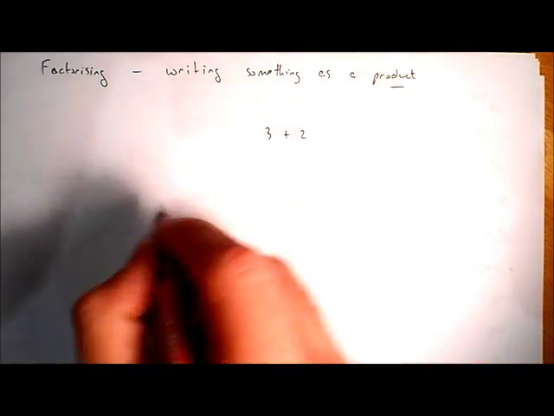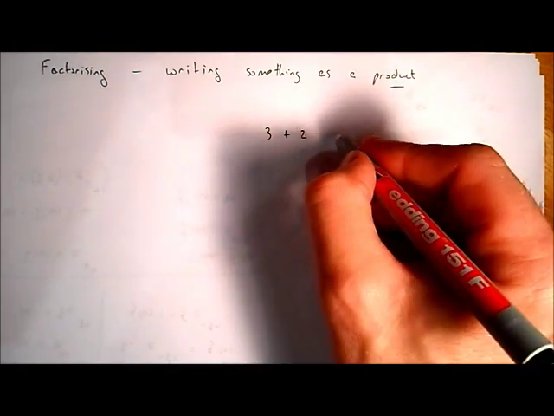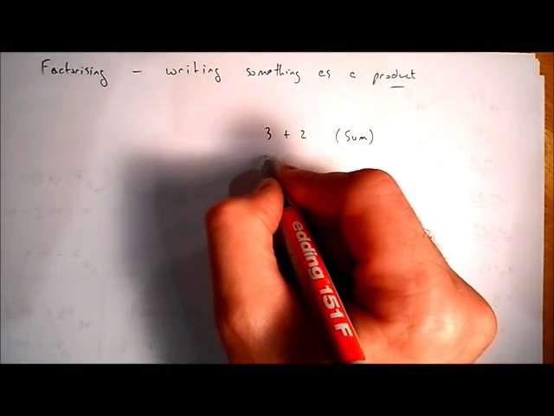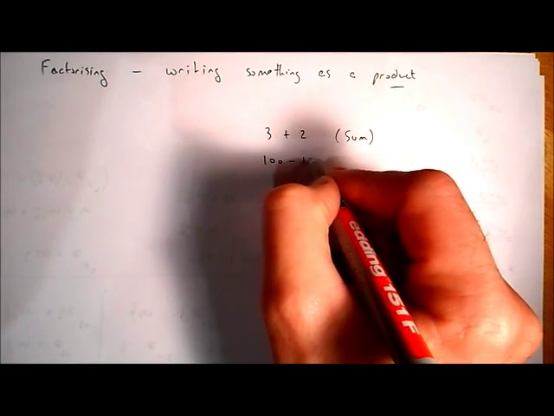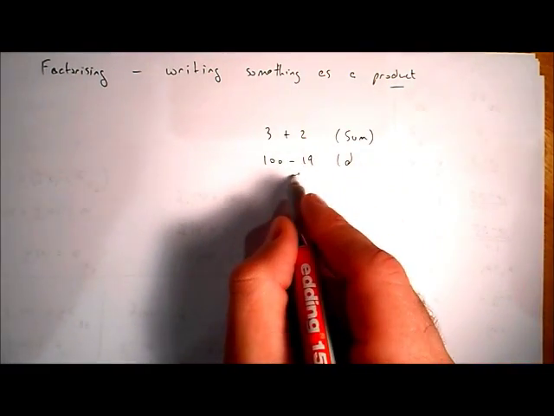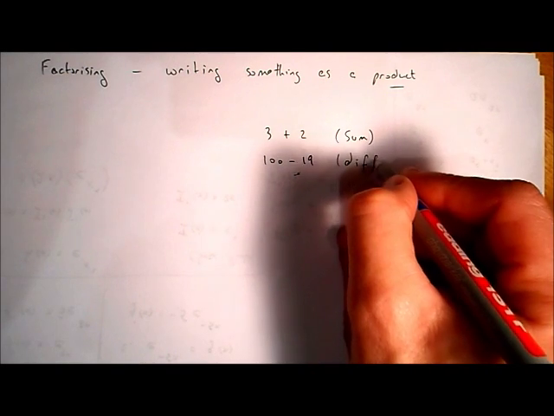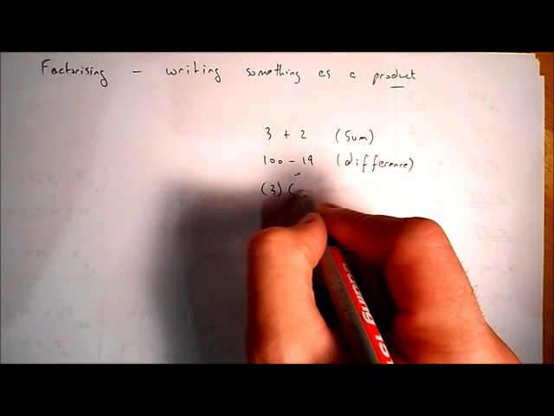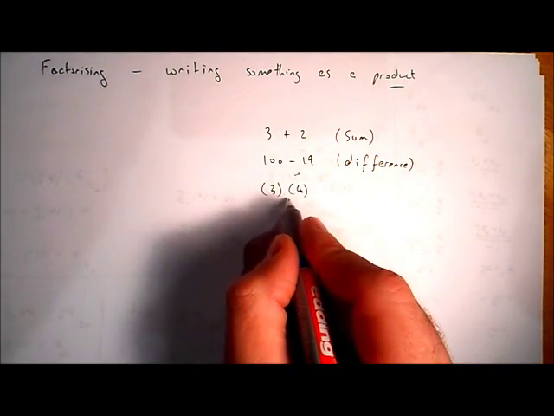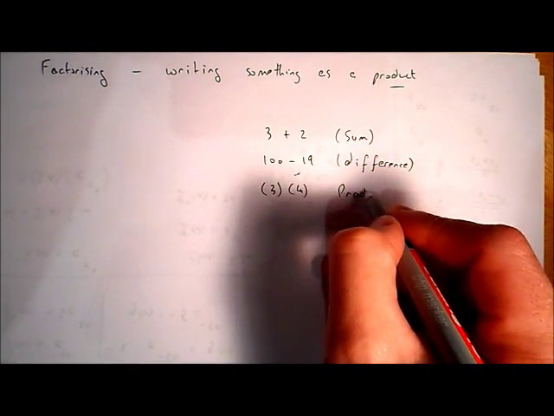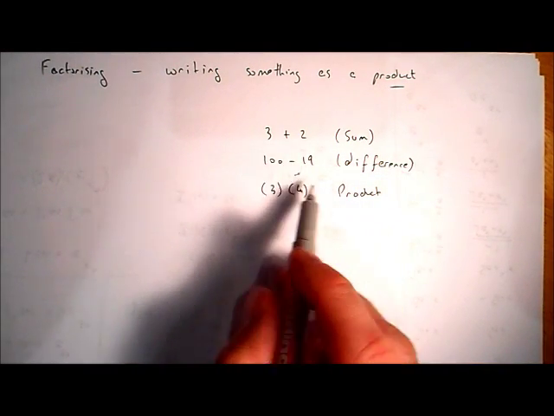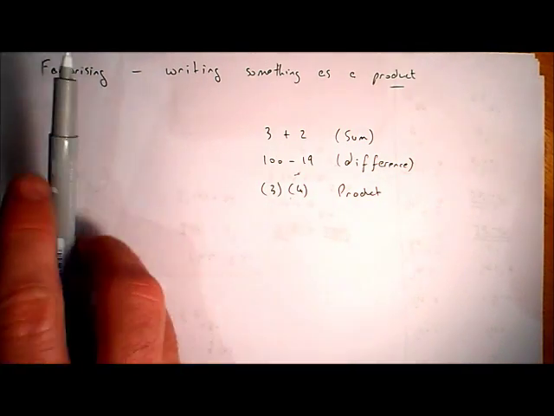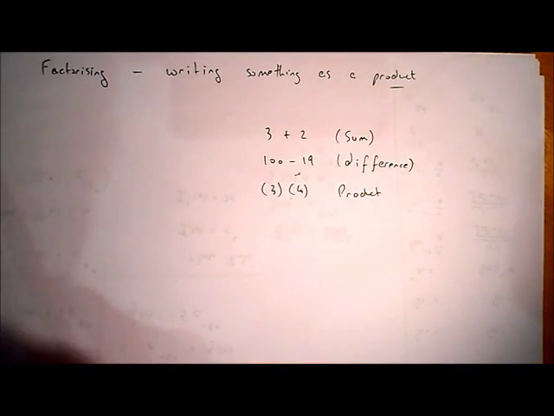So if I write, say, 3 plus 2, this is called a sum, because I'm adding things together. So anytime you add things together, it's called a sum. If I go, say, 100 minus 19, this is called a difference because I'm subtracting. And when we multiply things, so say if I multiply 3 by 4, this is called a product because I'm multiplying things. So a sum is when we add things, a difference is when we subtract things, and a product is when we multiply things. So factorizing means just writing something as a product.